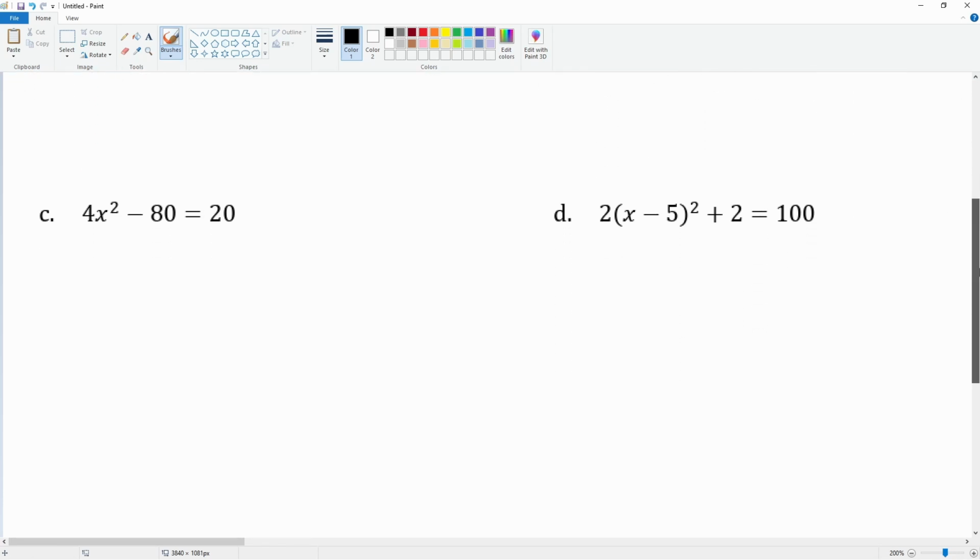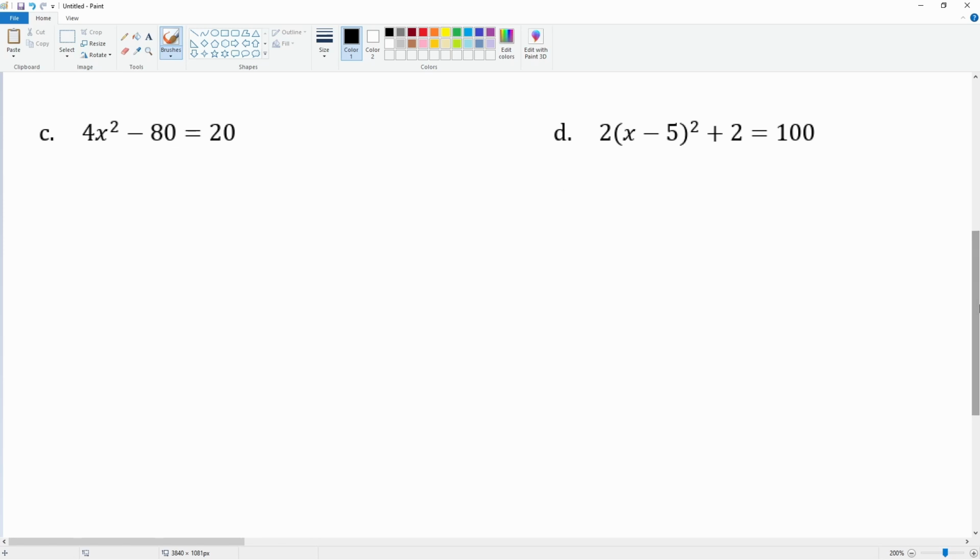Okay, I'm going to do C here. So here, we have to get rid of that negative 80 first. So we're going to add 80 to both sides. This cancels. We are left with 4x squared is equal to 100. Do you see how the 4 is in front attached by multiplication? So we're going to divide by 4 on both sides. 4 over 4 cancels, leaving you with an x squared equal to 25.